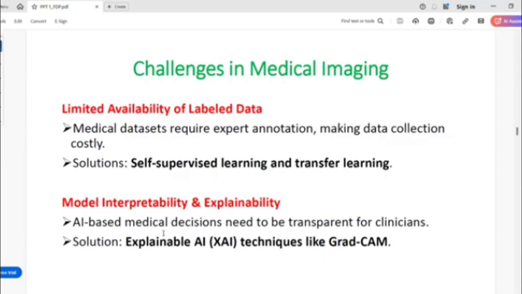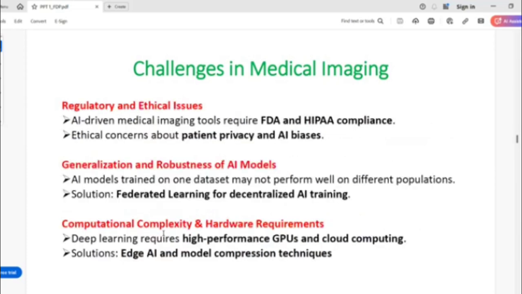The first challenge is the limited availability of data. The second one is model interpretability and explainability. How transparent they are is very important. Then security related, ethics related, computational complexity related, and hardware requirements. These are all the challenges in medical imaging analysis.